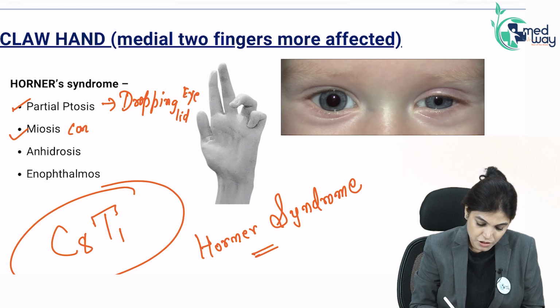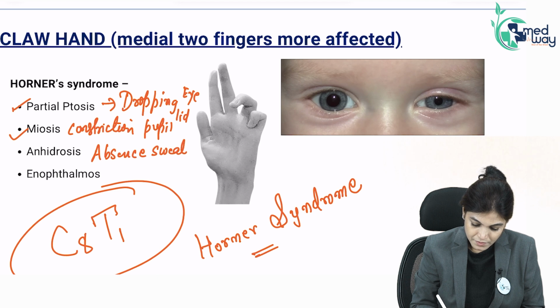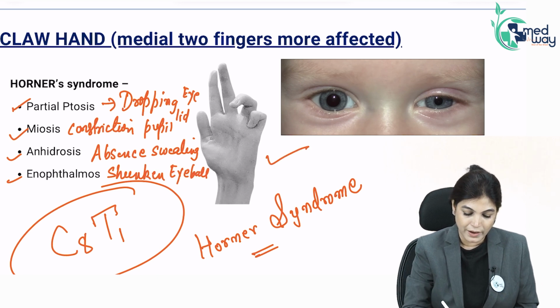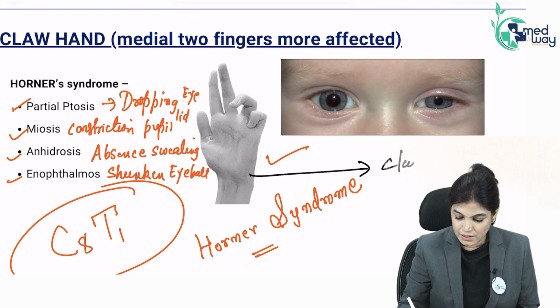Meiosis means constriction of pupil, and hydrosis means absence of sweating, and anophthalmos means sunken eyeball. So, the eyeball will be sunken, and you can see in this diagram the claw hand. What is this diagram showing? This diagram is showing the claw hand.